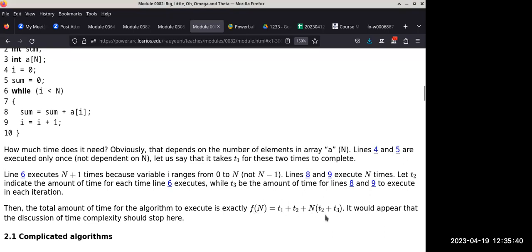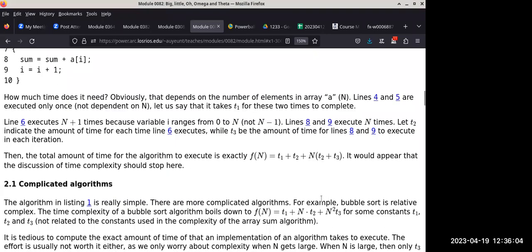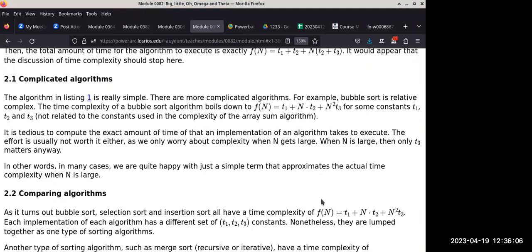So this is the exact time. If you know T1, T2, T3, and T4, and also the size of the array, this will give you the exact amount of time that it will take for that algorithm to execute. Which is great, right? It's the exact amount. But sometimes you have algorithms that are more complex, such as the sorting algorithm and so on.